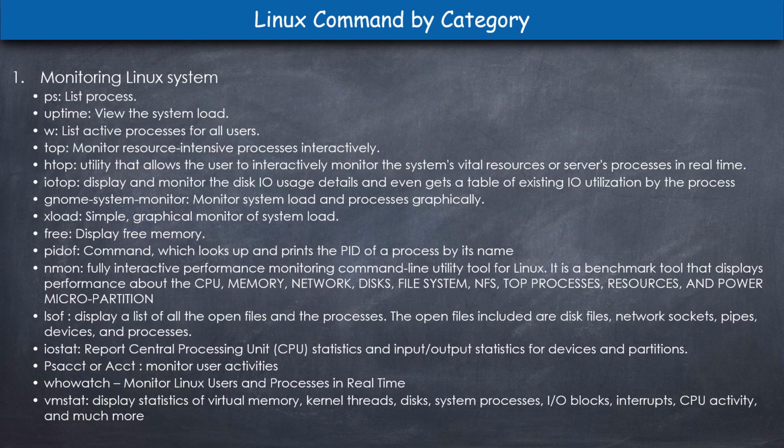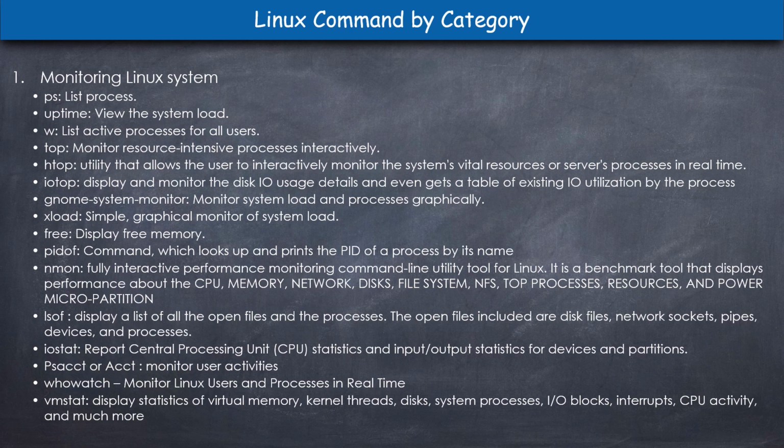So now we'll see monitoring. Suppose you are working on a system and you want to see what resources are available, different kinds of information about the system. You can use these commands. ps displays the list of processes running. uptime views the system load, basically how long the system has been running and the load percentage. And w shows the list of active processes for the user. Suppose I'm a user and I run w, it will display the list of active processes for me. If you specify a user ID, it will display the active processes for that user if you have permission to see that.